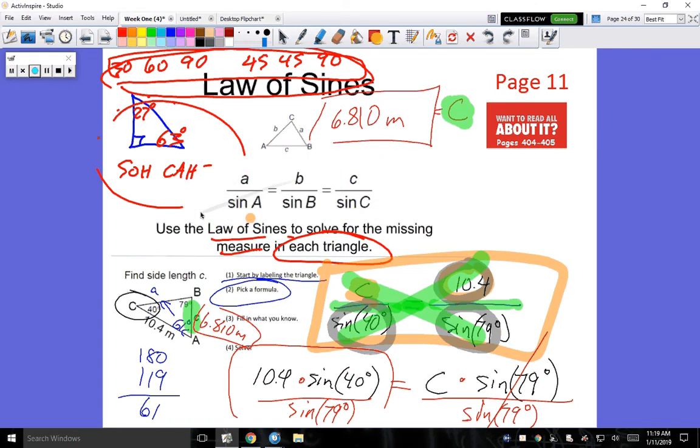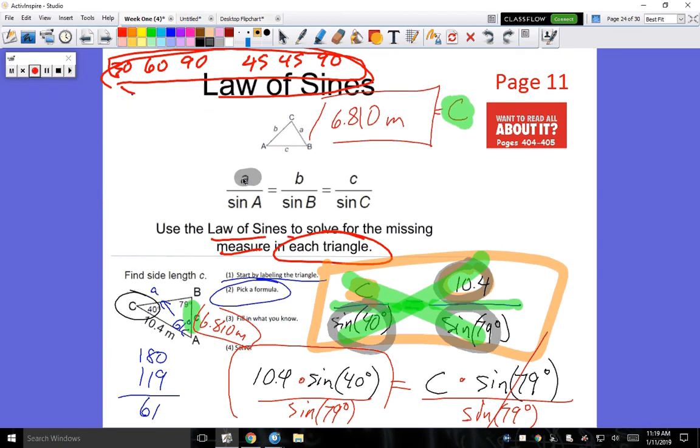I need to use this one right here. So help me set this up. It will be what? A over sine of 61 is equal to what? 10.4 over sine.